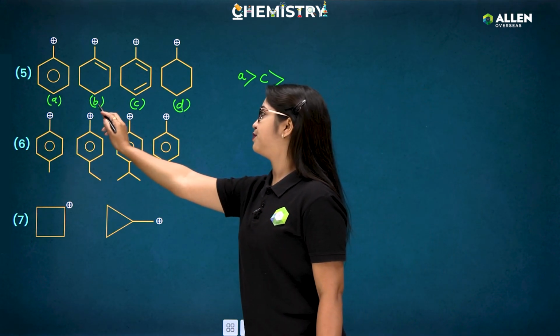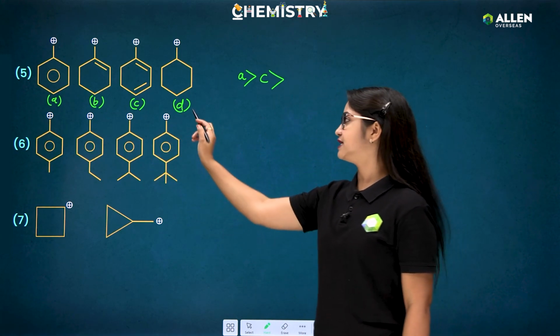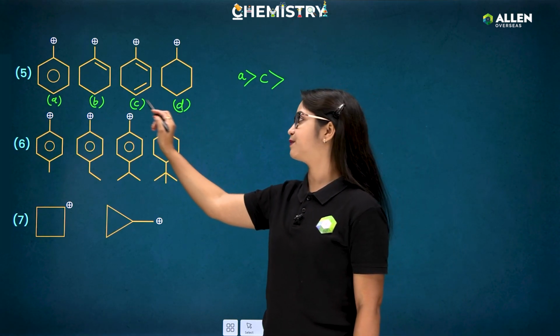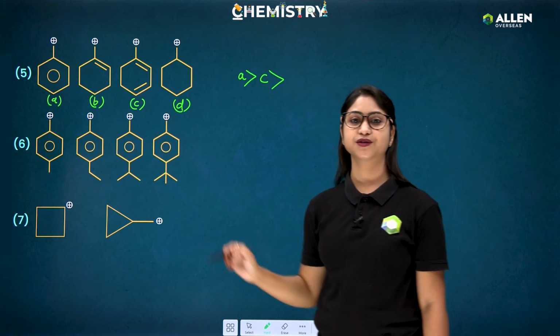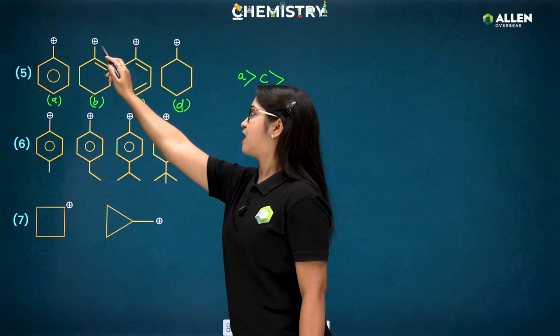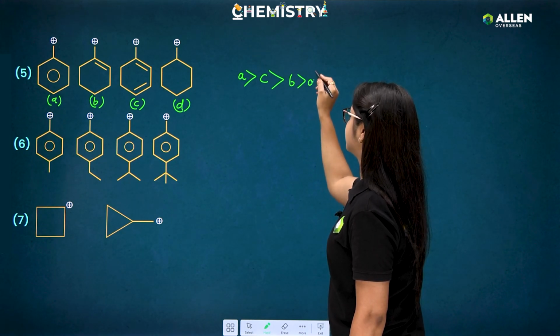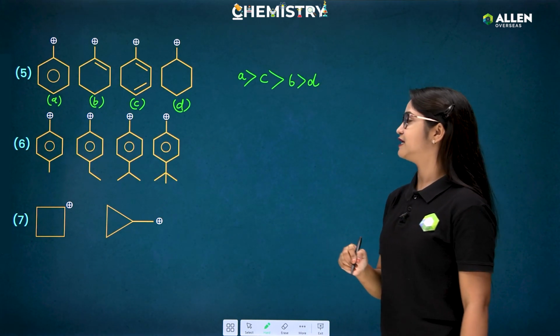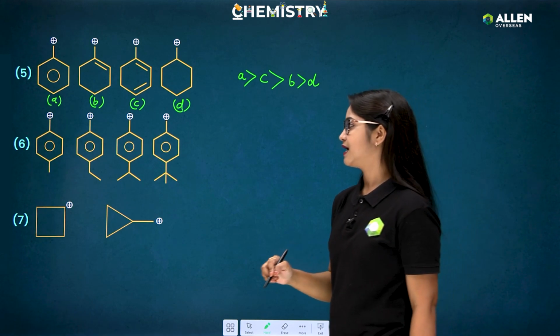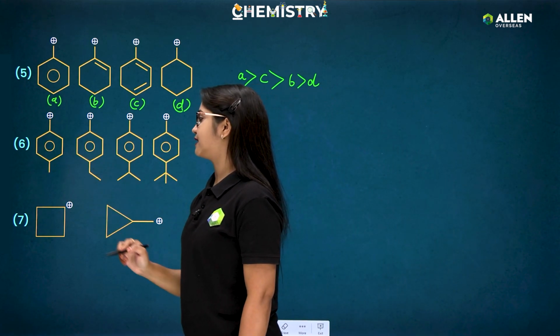Now in B and D, in D there is no conjugation, no resonance, but here in B you have the conjugation. So this carbocation is more stable. The B one is more stable as compared to D. So we are getting A, C, B, D order. Now similarly we can solve the next one.